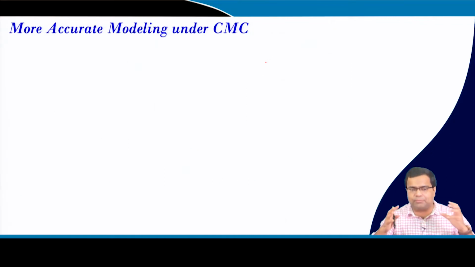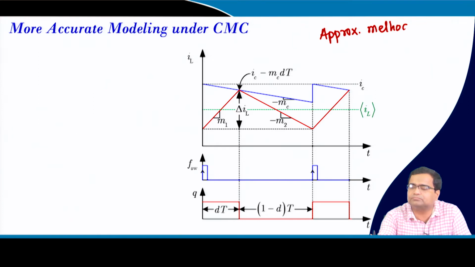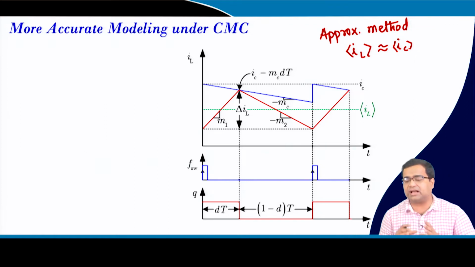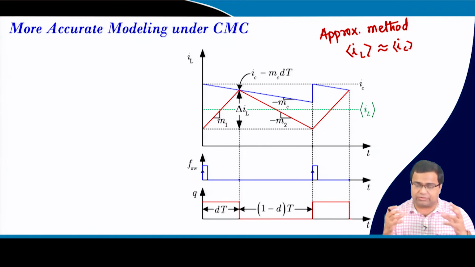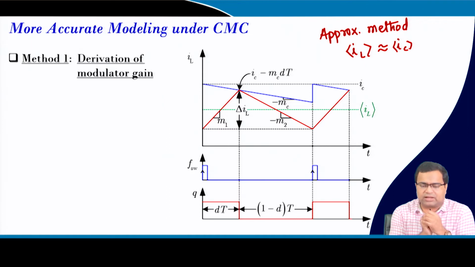But in order to improve the accuracy of the model, we have discussed that earlier, in method 1, the approximate method, we considered that IL average was approximately equal to IC average, right? But now we are not considering IL average equal to IC average. So, we are considering some information of duty ratio as well as ripple, but not exactly ripple information, but the slope due to the ripple. So, there are two methods to do that.